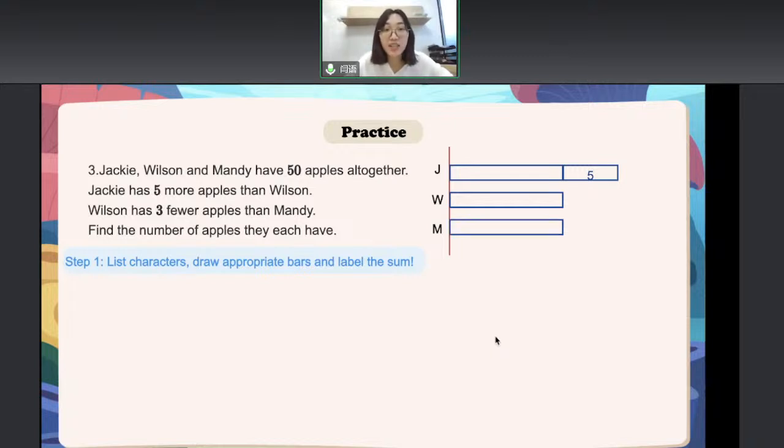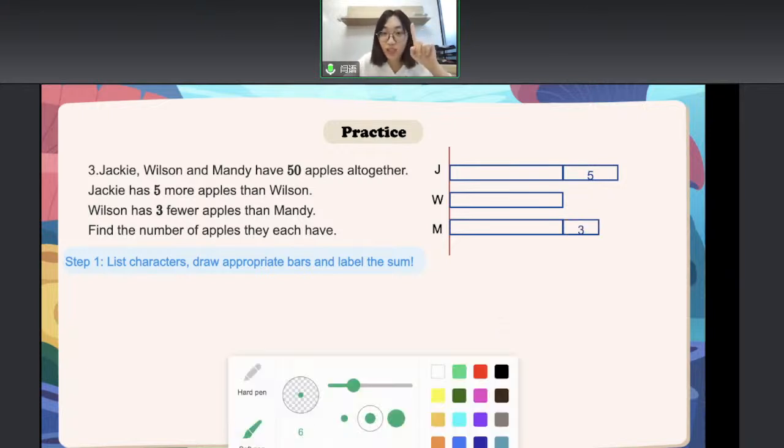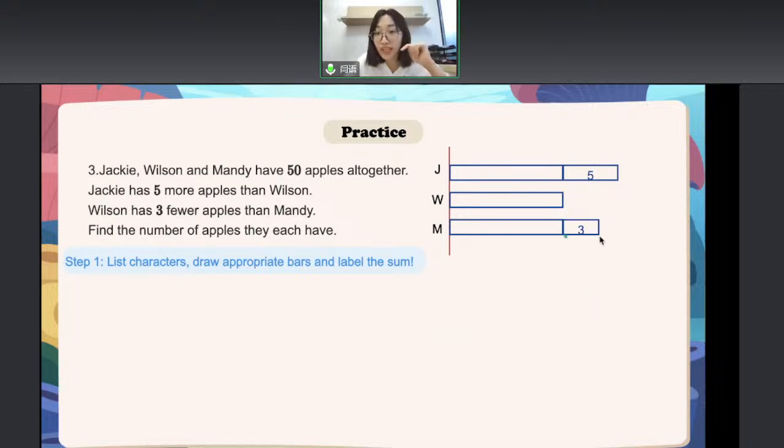And then Wilson has 3 fewer apples than Mandy. Everyone, look, can we just say, okay, here I want to cancel. I run the cancel. For the cancel part, I write down 3. Is it correct? No. Pay attention to the name. Wilson has fewer than Mandy. In other words, Mandy's model should be longer than Wilson's as well. But the difference is only 3. So do remember that when you are drawing the model, 3 should be shorter than 5. Okay?